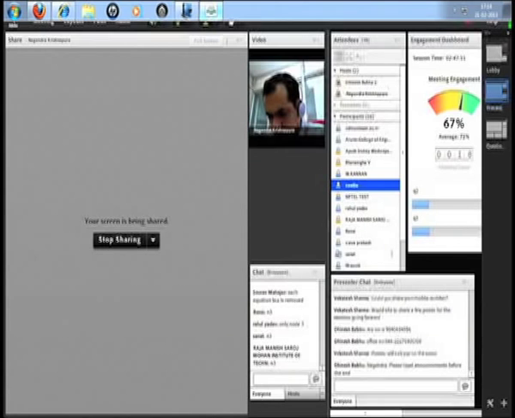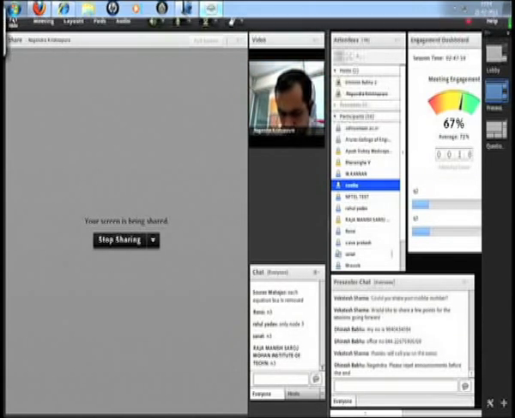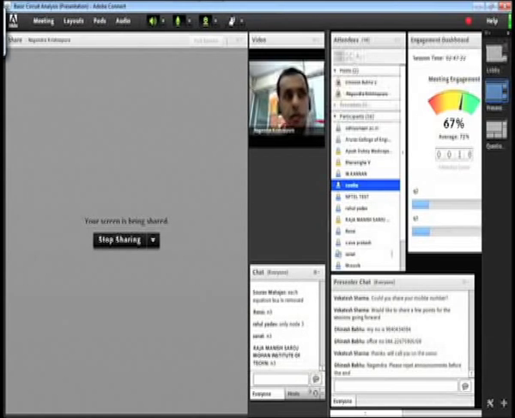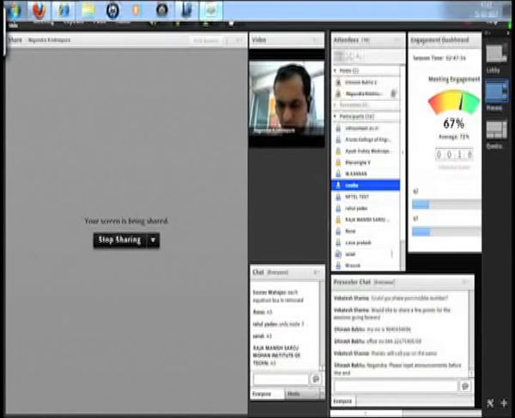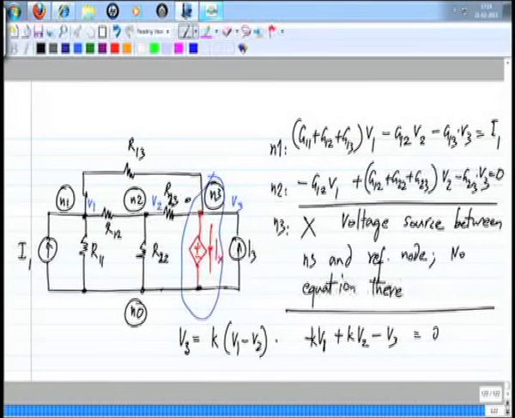Now my question to you is, what happens to this I3? I3 does not seem to appear in any of the equations. Why is that? So if you look at these three equations, we have three equations and I3 does not appear in the equations. Why?